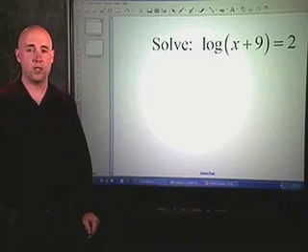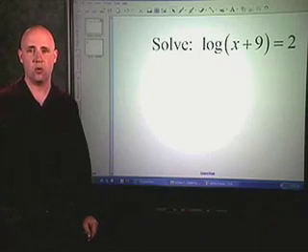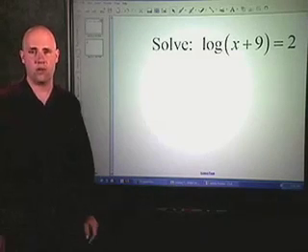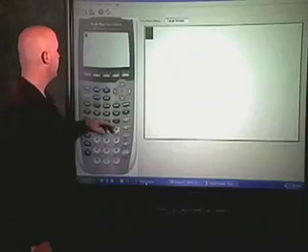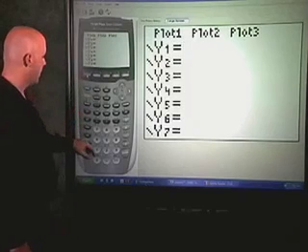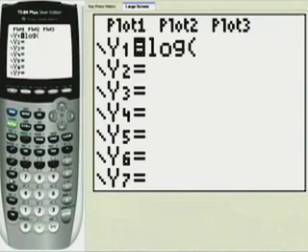Now that we've solved this equation algebraically, let's move to our smartboard interactive whiteboard and solve it using a graphing utility. To solve this equation using our graphing utility, we first notice that we have expressions on both sides of the equation. So we're going to enter our left side as y1 and our right side as y2 and look for the intersection point of the two graphs. We go to our graphing calculator. In y1, we're going to enter log base 10 of x plus 9, close parentheses, enter.